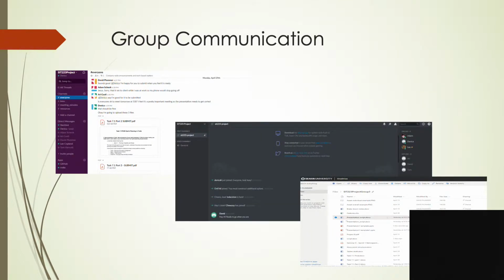As previously mentioned, Slack and Discord were the main tools of communication used to discuss the project logistics. Slack especially was vital to the completion of the project as it allowed the group to communicate when it suited their own schedules.